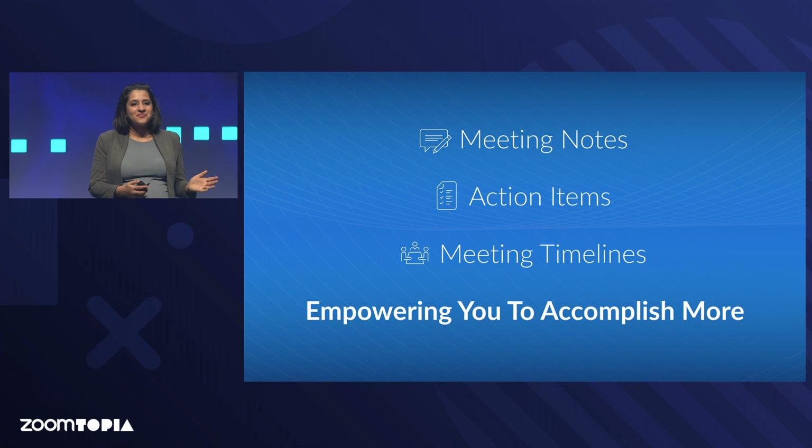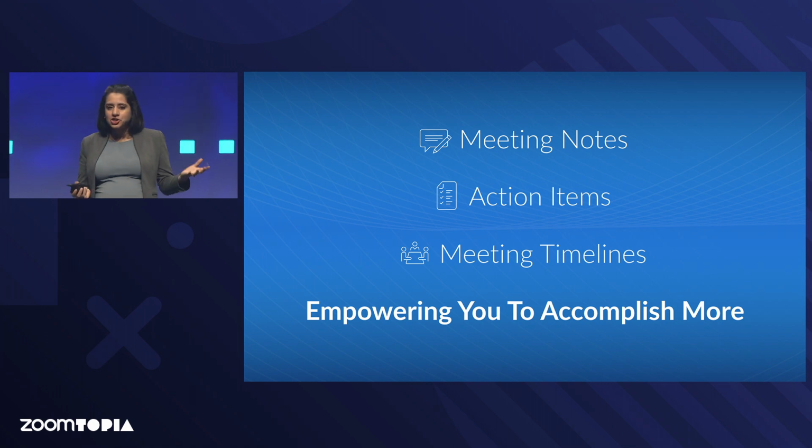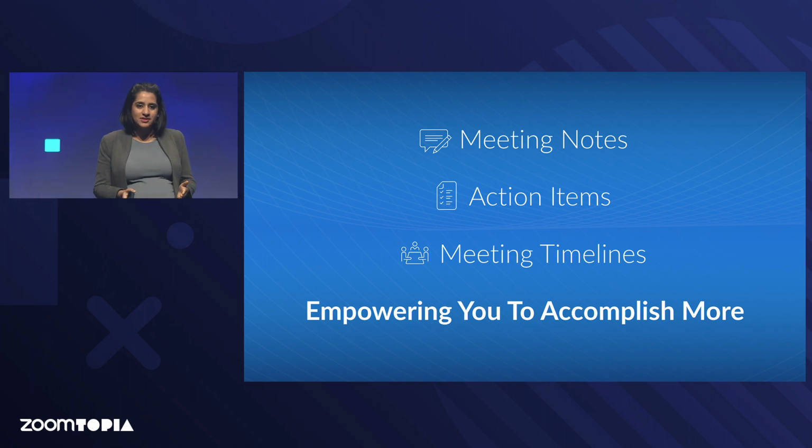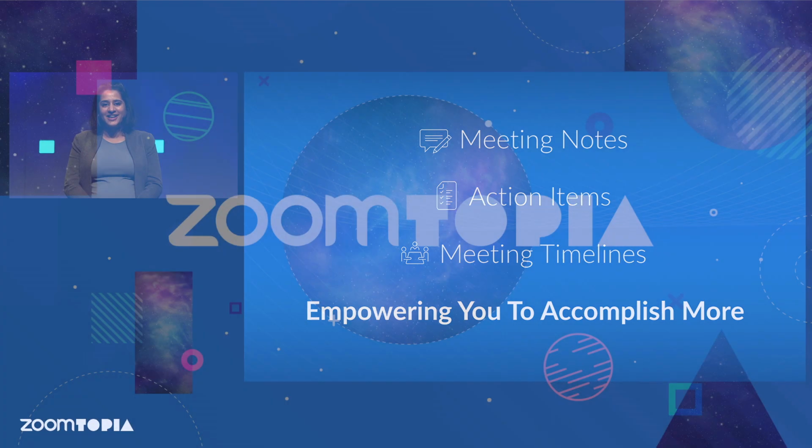Meeting notes, action items, and timelines is just another example of how we're using natural language processing to extract those key action items, machine learning to improve on those results over time, and artificial intelligence to remove the manual element from your meetings, enabling you to be more present in the moment and empowering you to accomplish much more. And with that, it's back to Oded. Thank you.